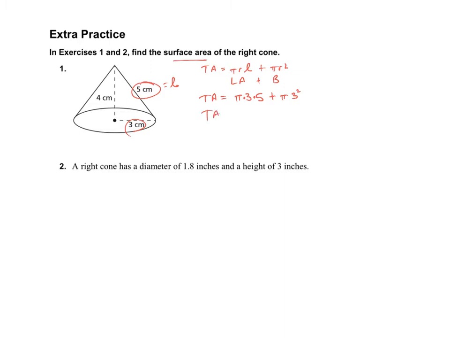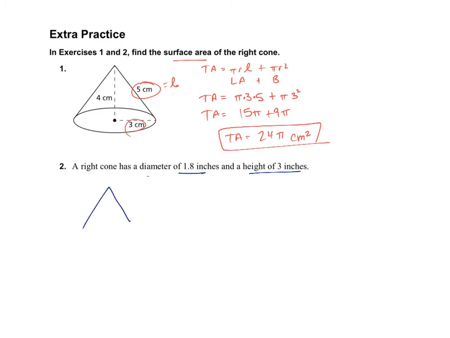So the total area will end up being 15 pi plus 9 pi for a total of 24 pi square centimeters. All right, on the next problem, it says a right cone has a diameter of 1.8 and a height of 3, and we have to find the surface area.